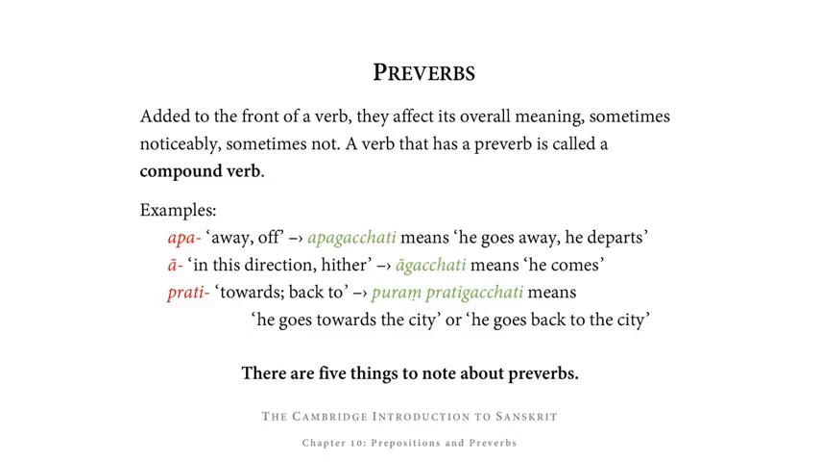Or for example prati, which when it's used as a preverb can either mean towards or also back to. So puraṃ prati gacchati means either he goes towards the city, he approaches the city, or potentially also he goes back to the city. There are 5 things to note about preverbs, and we're going to go through them one by one now.